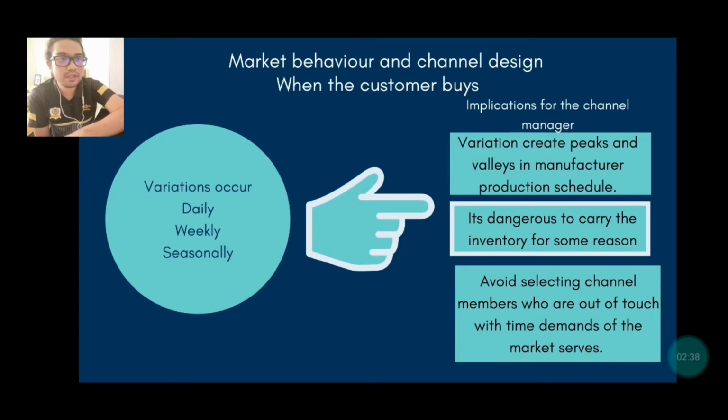Okay, the implication for the channel manager. The variation creates peaks and delays in the manufacturer production schedule.